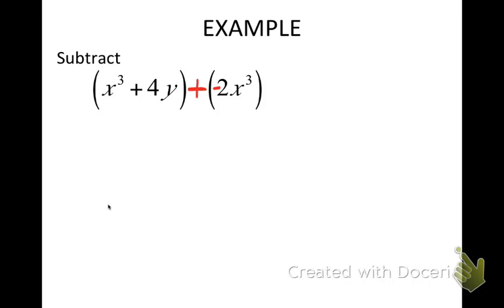Yeah. All right, so now let's just add like we have been doing. Here I have an x to the third. I'm going to add to that x to the third a negative 2x to the third to make negative x to the third. Does the 4y have anything to add to? So it comes down. So this would be a cubic binomial. Good.